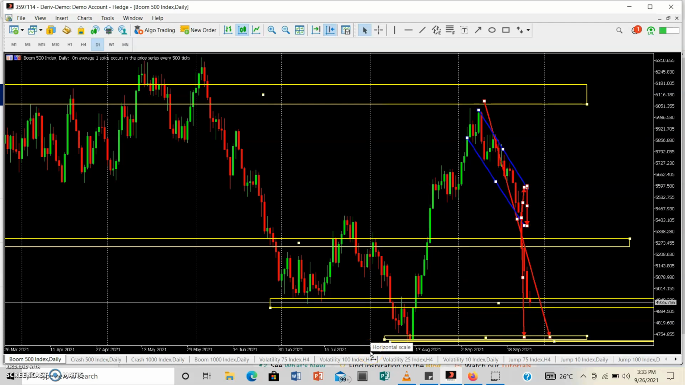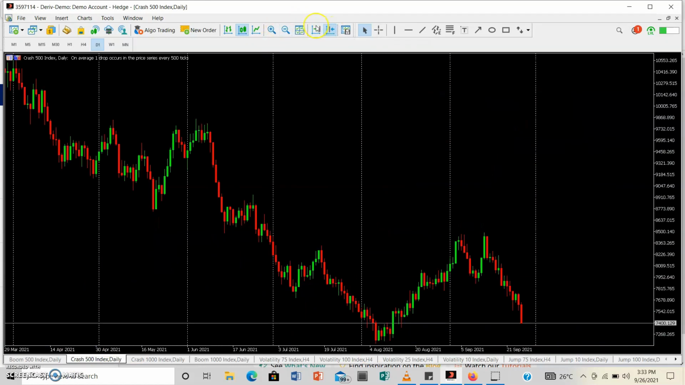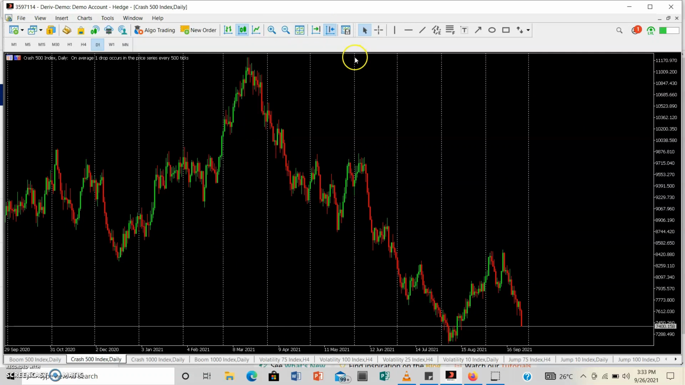So let's move on to crash 500, see what we have. I'm still in the daily time frame for crash, and again I'll still start by highlighting some major price points like this zone. It is very strong with our first bounce, second, third and fourth, right? Again we have another one here, first bounce, breakout, second bounce, breakout, which is very important, and then lastly we have this zone down there.